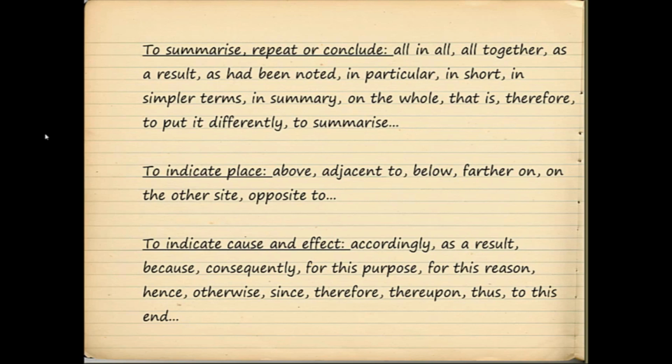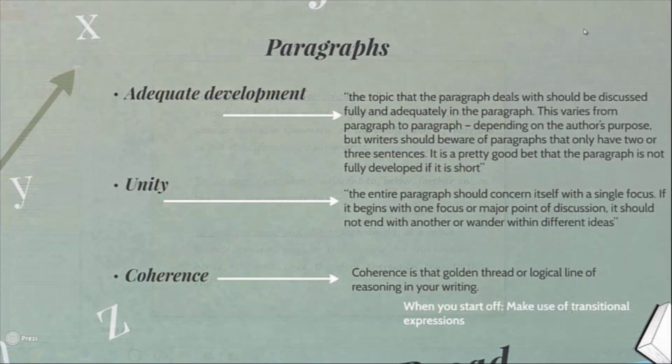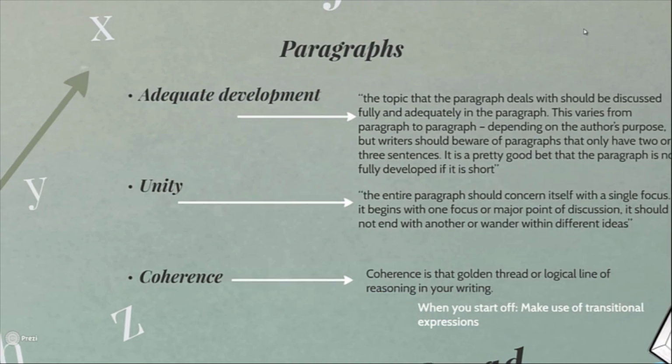Then you might need transitional expressions to summarize, repeat, or conclude. Then you indicate place, not only physical place, but discussional place, in saying above, adjacent to, below, further on the other side, on the other hand, etc. And then lastly, you might want to indicate cause and effect, and you might say accordingly, as a result, etc. So transitional expressions are a good way to help you start off by being coherent if you aren't already in your writing. Okay, so paragraphs have to show adequate development, unity, and coherence.